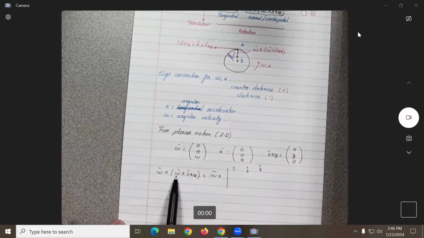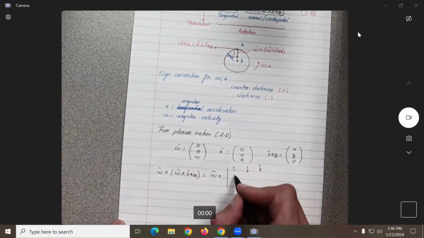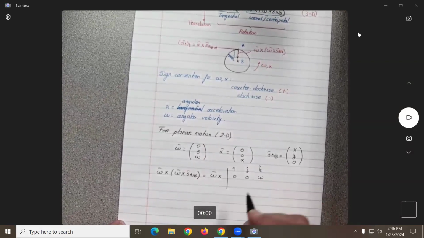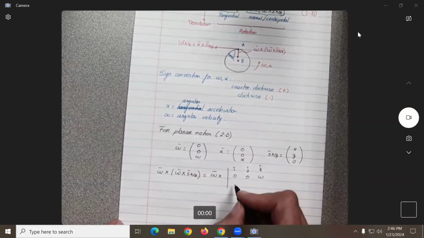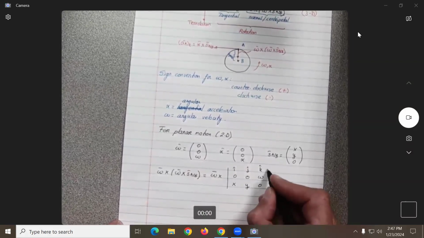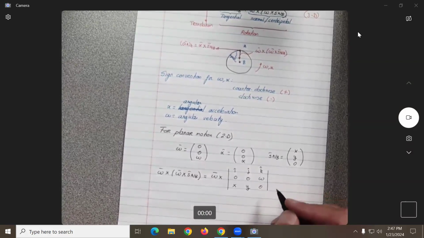So what are you going to put over here? What are you going to put on the second line? You're going to put 0, 0, omega, no? And then on this one, you're going to put x, y, and 0.